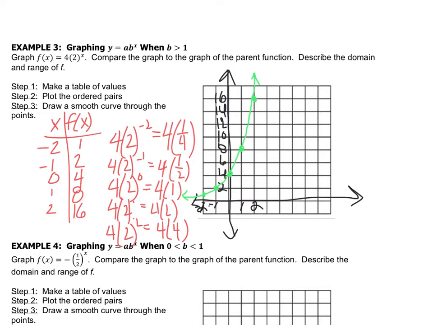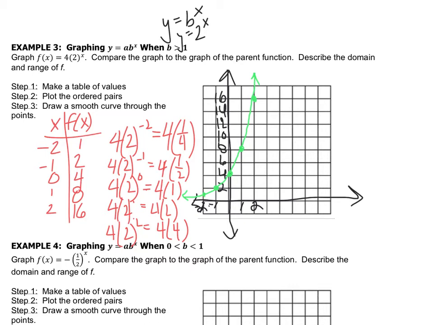Now, comparing this one to the parent function. So what is the parent function, you might say? The parent function would have been y equals b to the x. So if I think about all those same points that we just did, in this case, the y function, because we have a base of 2, would be 2 to the x.